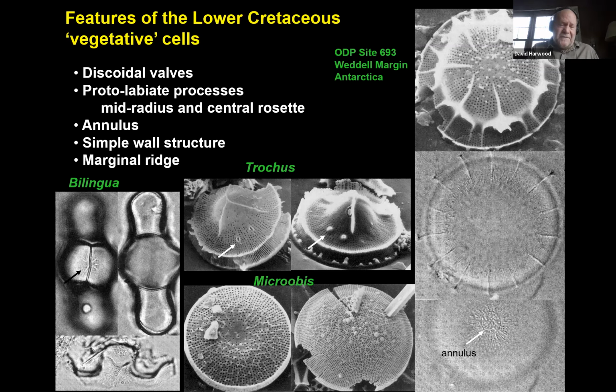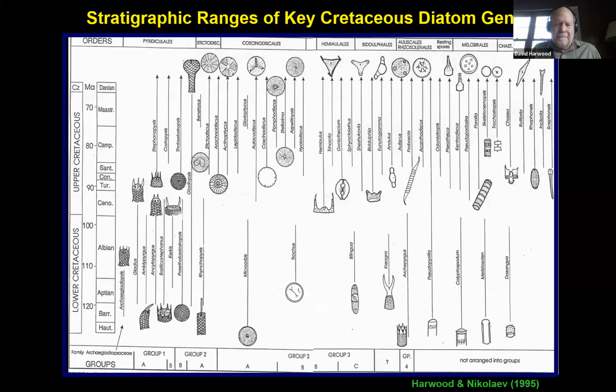Many of these forms do show a marginal ridge of some sort, and they also show a radial costa coming off the valve face, bifurcating into these marginal costae, with a spine then present at the margin of that contact. So many of those types of diatoms I just showed are present down in this time.